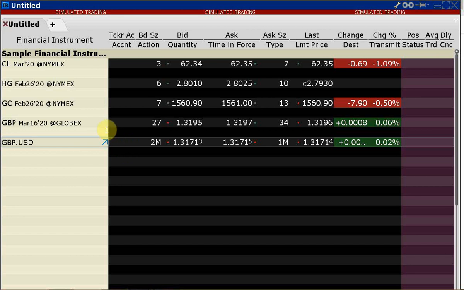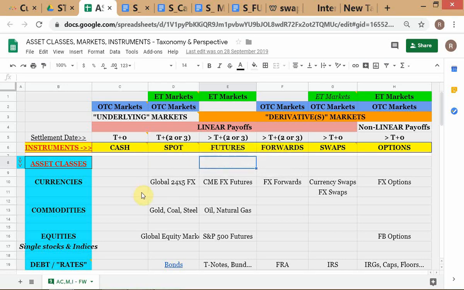So this sterling futures is against the US dollar, and this obviously is GBP USD cable, spot cable. In both cases the market is the same, but the instruments are different. That's why you have a framework like this which talks about markets and instruments.